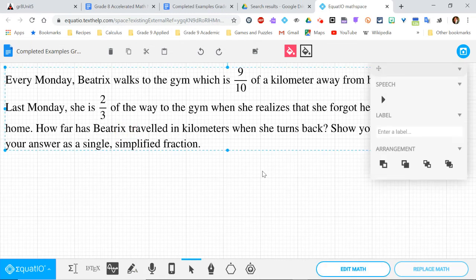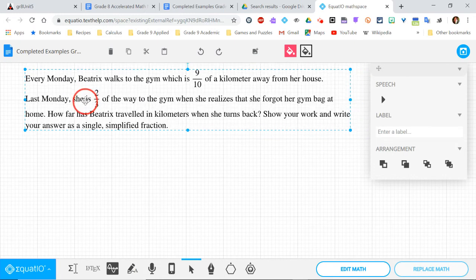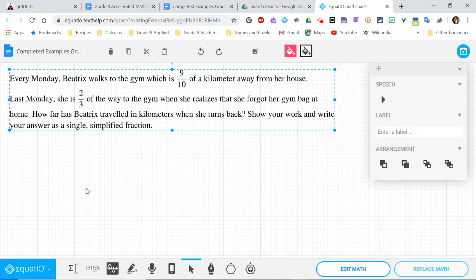Okay, so the first thing I'm going to do is actually resize this. So I selected the question. I'm going to hold the shift button and I'm going to drag from the corner just to make it a little bit smaller to give me some space. By holding the shift and doing the dragging, it doesn't distort it. It keeps the proportional size.